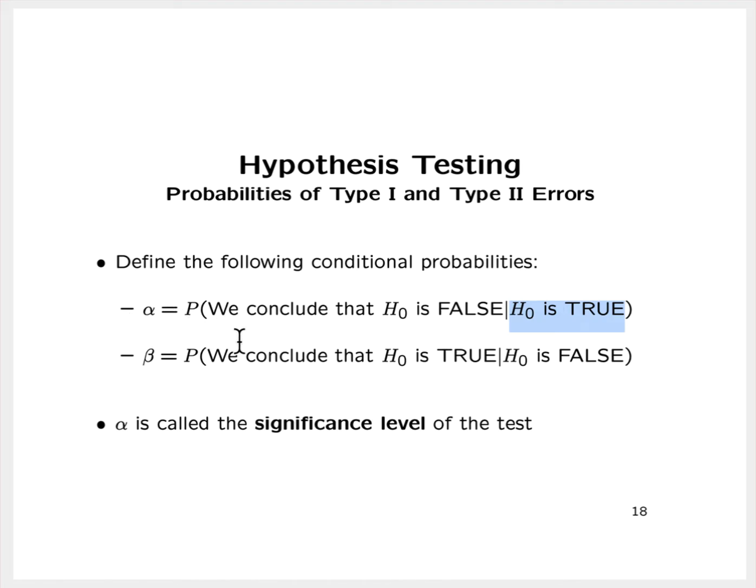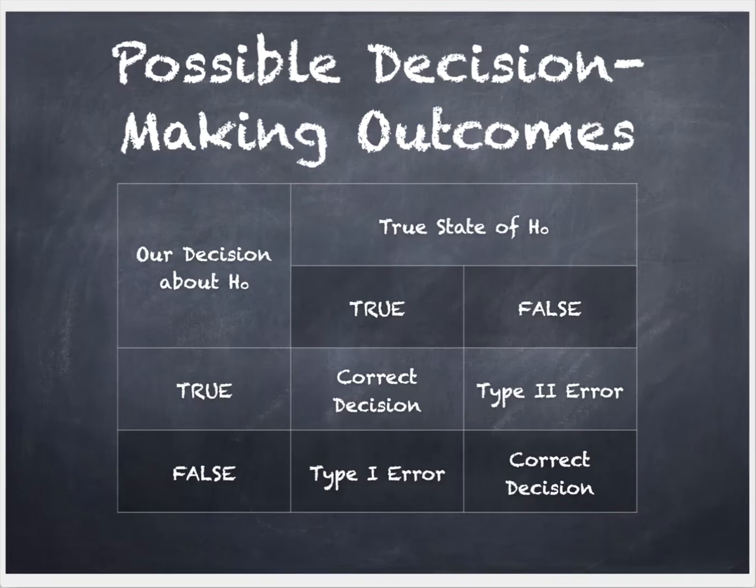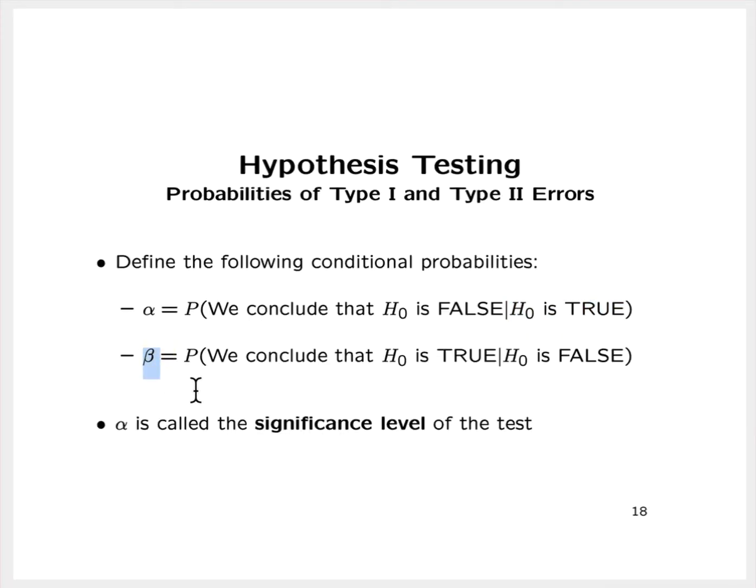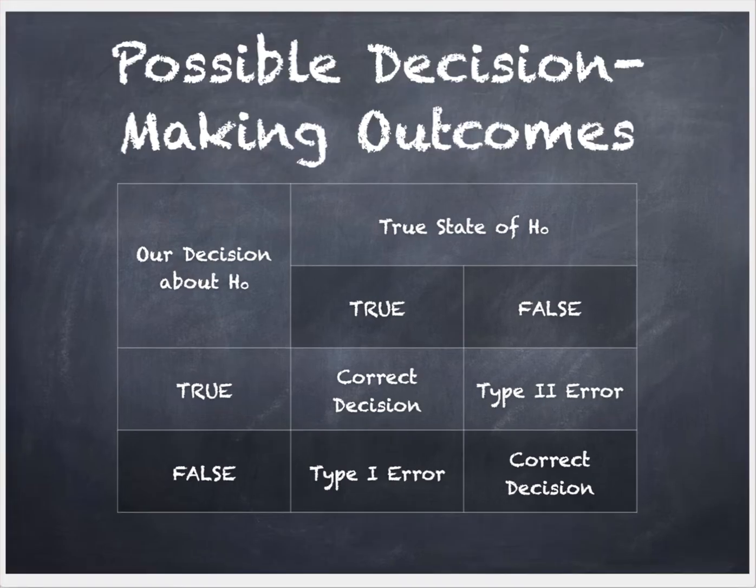Alpha is the conditional probability of concluding that the null hypothesis is false when in fact it's true. So alpha is the probability of a type 1 error. Beta, on the other hand, is the conditional probability of concluding that the null hypothesis is true when in fact the null hypothesis is false. So beta is the probability of a type 2 error. So with that notation, for any realistic real-world problem, alpha and beta will always both be positive. They won't be 0.